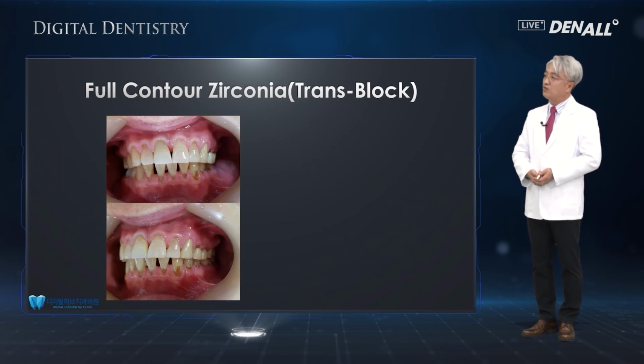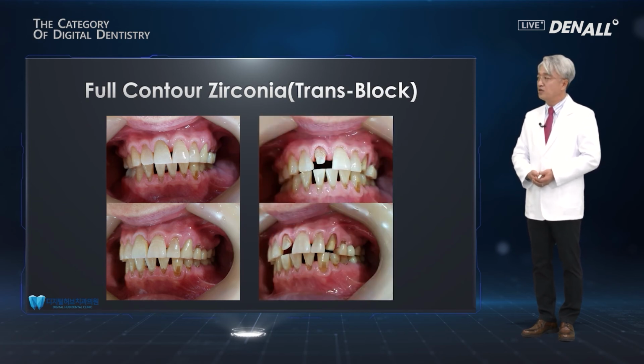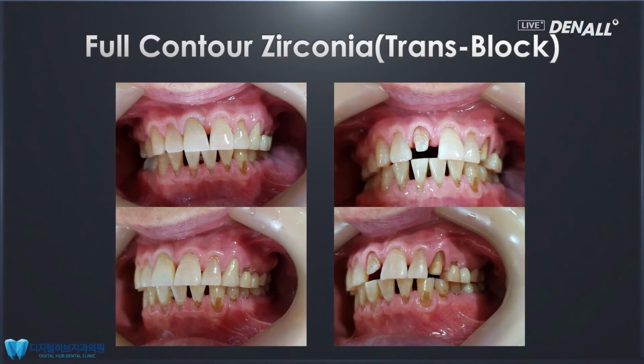Now, for full contour zirconia, the trans block was used for this restoration, but if you don't look very close, you cannot tell what was used. Now, numbers 11 and 23 were colored and sent to the patient, and with the results, personally, I'm very satisfied. And using CAD-CAM, we can very easily deliver it to the patient.